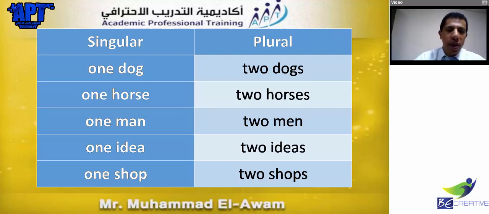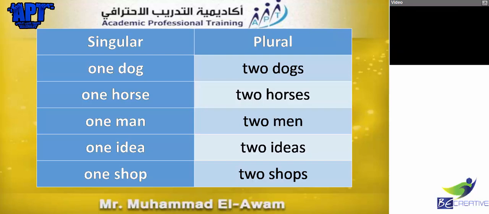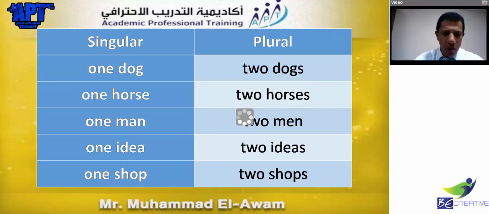Okay, now we have some examples of countable nouns. If you look at the left side, we have 1 dog, 1 horse, 1 man, 1 idea, and 1 shop.